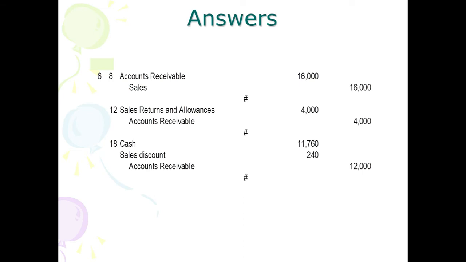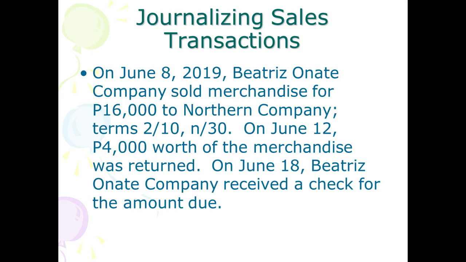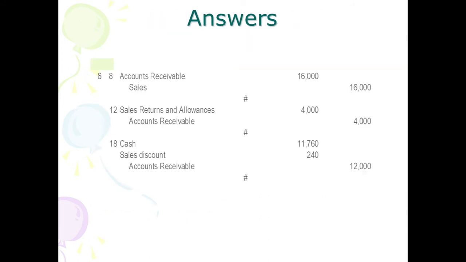Of course, on June 8, we will debit accounts receivable and then credit sales. As you can see, there was a 16,000 sale. And then on June 12, when there was a return, we will debit sales returns and allowances, and we will credit accounts receivable.